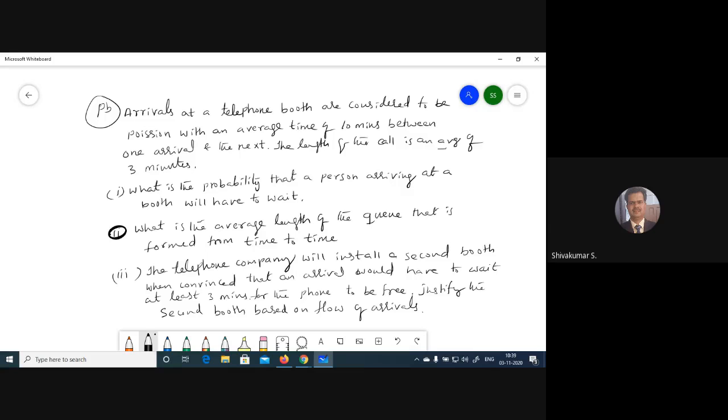Now you have to find out what is the probability that a person arriving at a booth will have to wait, and what is the average length of the queue that is formed from time to time. Third, the telephone company will install a second booth when convinced that an arrival would have to wait at least 3 minutes for the phone to be free. So you have to justify the second booth based on the flow of arrivals. Sometimes the company has to be convinced to install a second booth when the arrival rates are increasing. So we will solve this problem now.